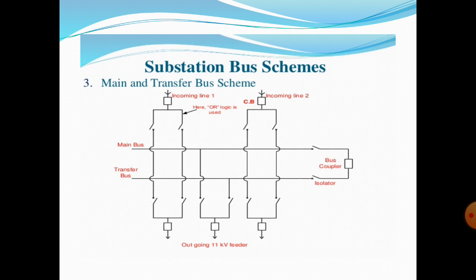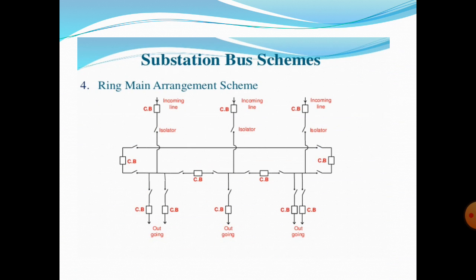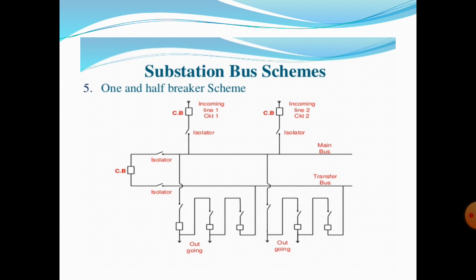And next one is main and transfer bus scheme. That means in this substation there is one main bus and another transfer bus. There are 2 buses available. If any fault occurs in the main bus, the transfer bus acts as the main bus. And next one is ring main arrangement scheme. That means it is a closed path, a ring type, so this is called ring main arrangement scheme. And next one is 1.5 breaker scheme.